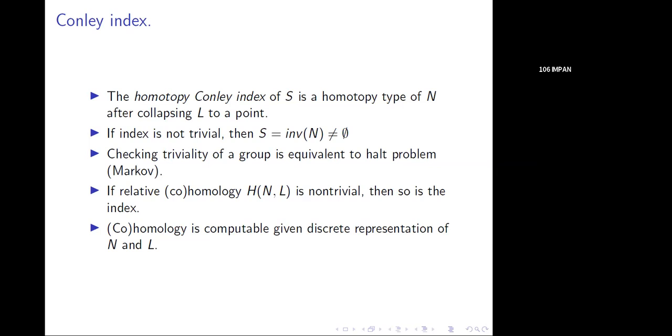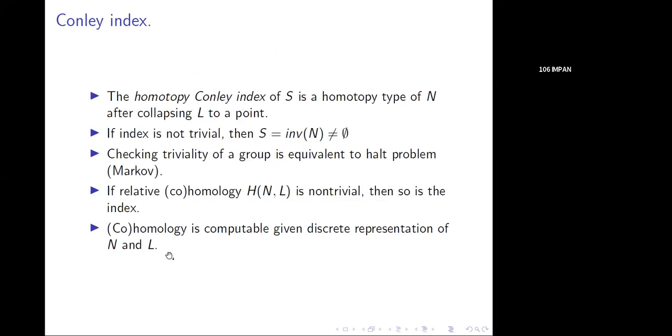However, we can have a weaker invariant. Instead of looking at the homotopy type, we can look at homology or cohomology. If I take the relative homology or cohomology of the set N relative to the set L, and this is non-trivial, then we know from topology that the homotopy type will be non-trivial, and hence the Conley index will be non-trivial, and hence the invariant part will be non-empty. Homology and cohomology are computable if I have a discrete representation of my sets. And here we are at the birthplace of computational homology and cohomology. It really goes back to the works of my supervisor, Marian Mrozek, and Konstantin Mischaikow in the 90s.